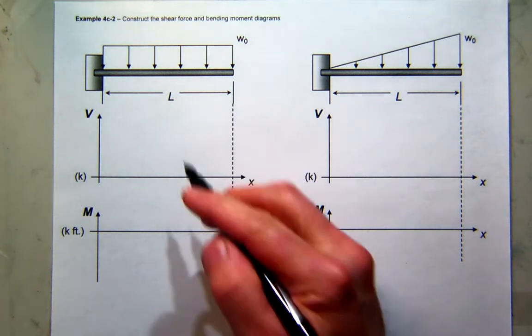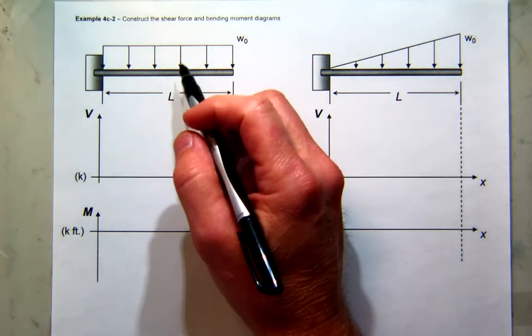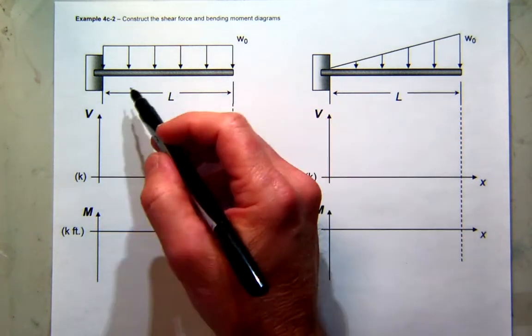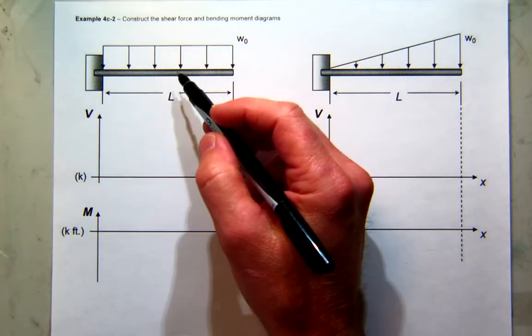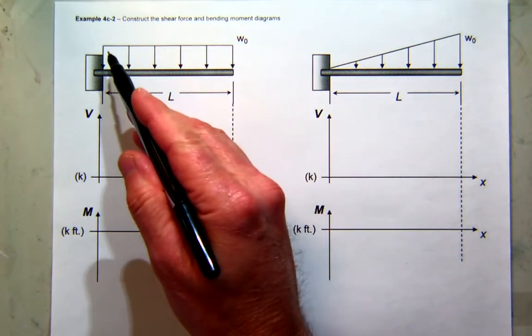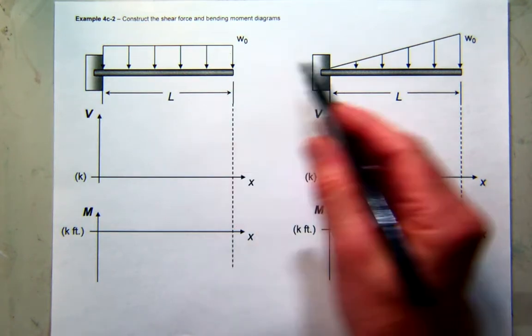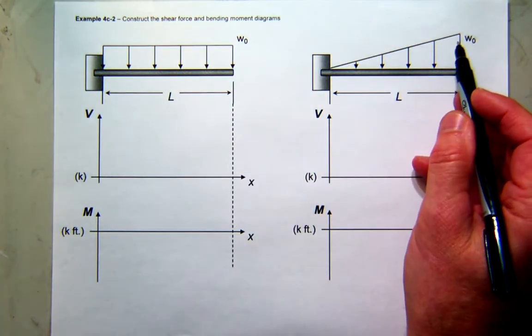All right, so let's work on these two guys. First of all, they're both cantilevers like the previous two, but you can see the load has increased. So we had a point load, now we had a bending moment. Now we're going to have a uniform load, and then we're going to have a linear varying load.